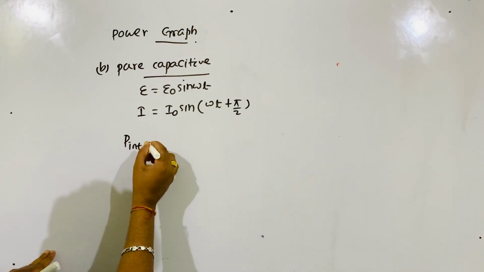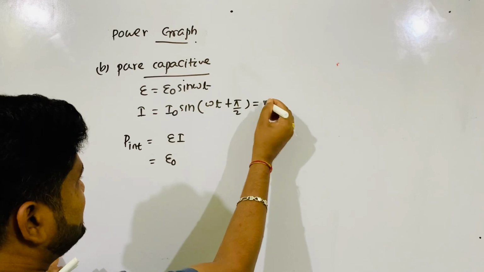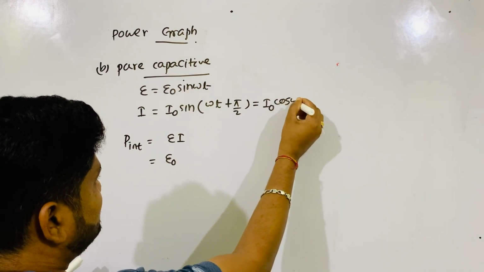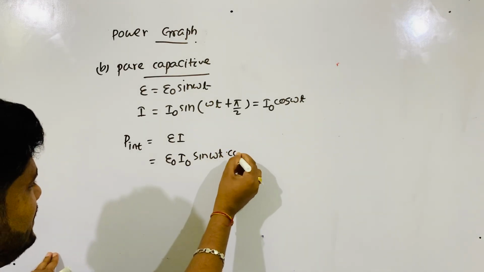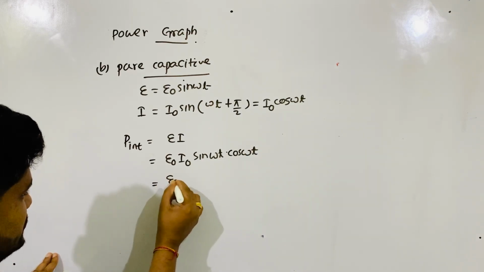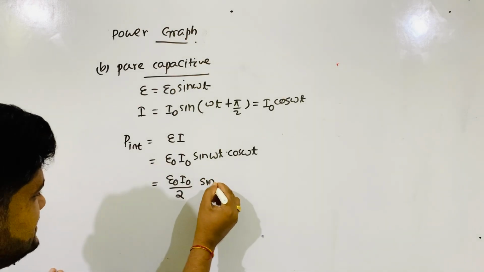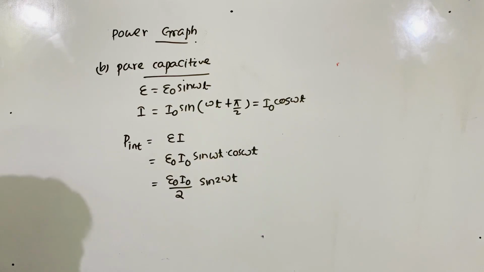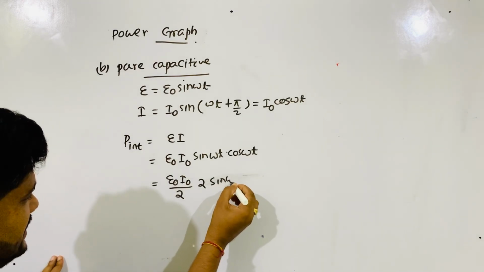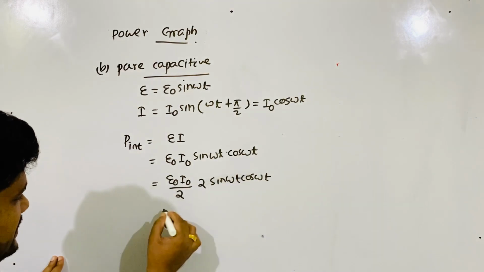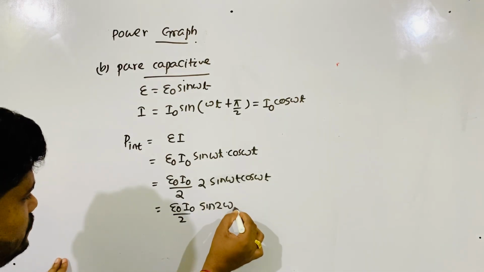So P instantaneous is equal to E into I. So it is E naught sin omega t, and I is I naught sin of pi by 2 plus omega t, which is I naught cos omega t. So E naught I naught sin omega t into cos omega t. I divide by 2 and multiply by 2, making it sin omega t cos omega t equal to sin 2 omega t by 2. So we are getting E naught I naught by 2 sin 2 omega t.